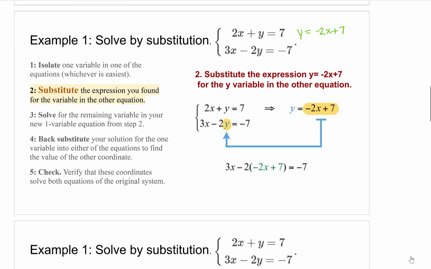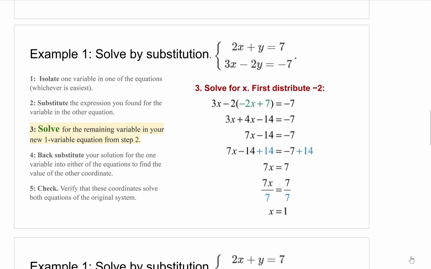Now the second step is the step that gives this its name. We're going to substitute. We're going to now look at the second equation, and we're going to replace y with our new expression for y that we wrote down from our solution. So the way I've denoted that here is the new way of writing y, and I'm just going to take it and replace it in for y. Writing that below, that means I'm not going to write 3x minus 2y equals negative 7. I'm going to write 3x minus 2 times my expression for y equals negative 7. And that's step 2.